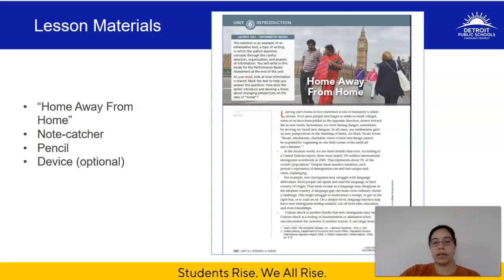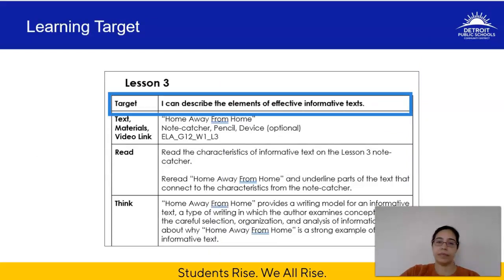Our materials today are listed on the screen. Of course, we'll need the launch text itself. You'll need your Lesson 3 note catcher. You'll also need something to write with. And if you do want to hear the audio version of the text, you'll need your smart device as well with the Bounce Pages app downloaded already. The learning target for today is for you to be able to describe the elements of effective informative text.